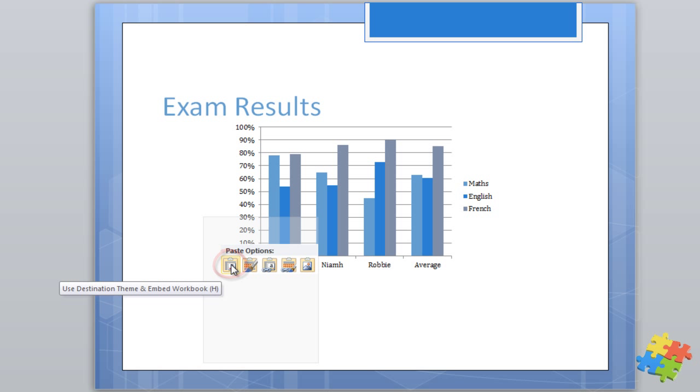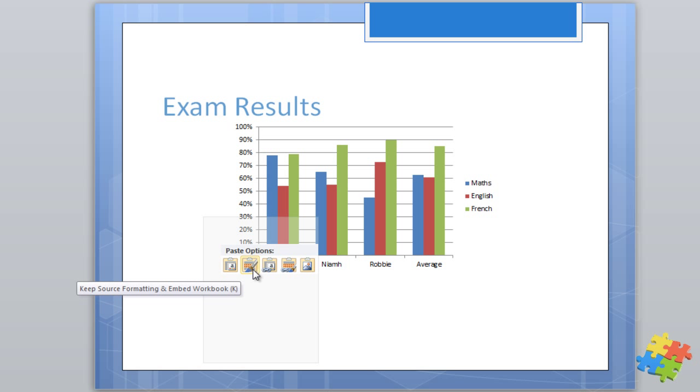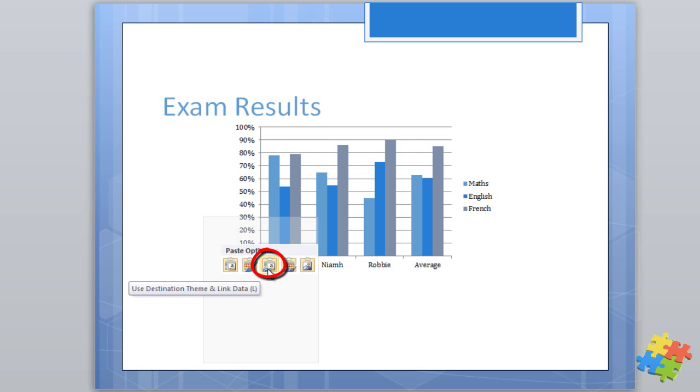The first one uses the destination theme and embeds the workbook. What that means is that the actual Excel that we looked at previously is now within this PowerPoint. This could drastically increase your file size of PowerPoint, and also remember, suddenly if anyone has access to this PowerPoint, they then have access to all the other information that is in that Excel spreadsheet. So that's one option. We could just keep the source formatting, how it looked in the original Excel, and then also embed that workbook. Again, we've got the same security implications, which could be fine, but just need to be considered.